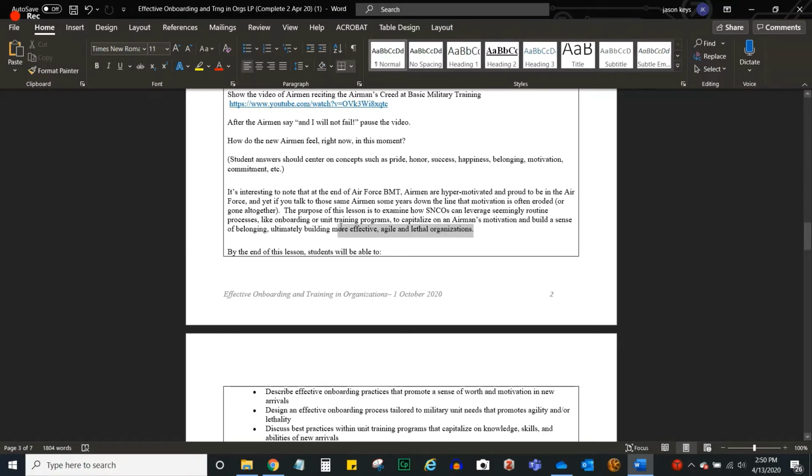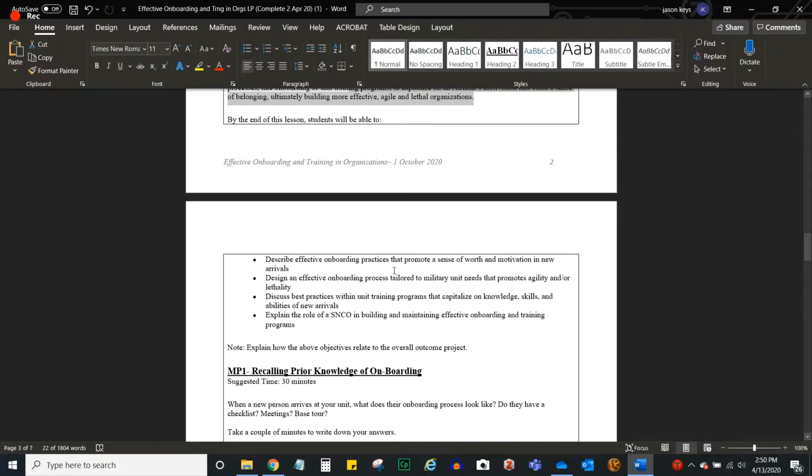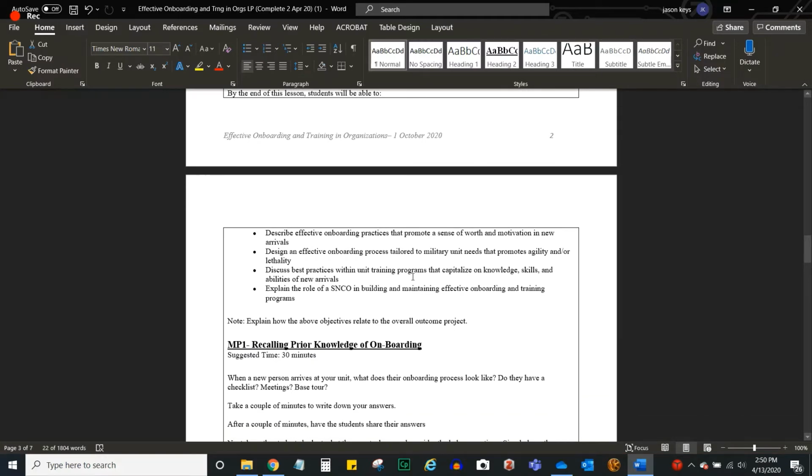Again, that pulled straight from the outcome for leadership. So by the end, students are going to be able to do all 4 of these things, and you're going to relate that to their overall outcome project, right? That they're going to examine how the onboarding and training processes look back home in their home organizations, and how good a job do those processes do at building motivation and a sense of self-worth in new arrivals.